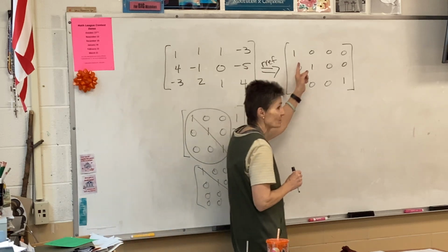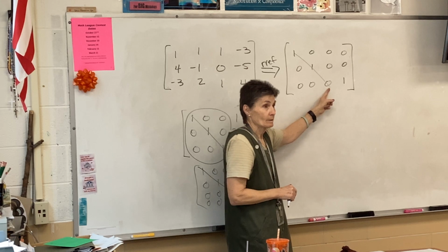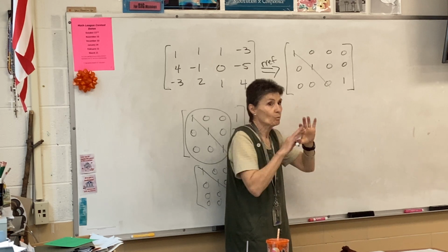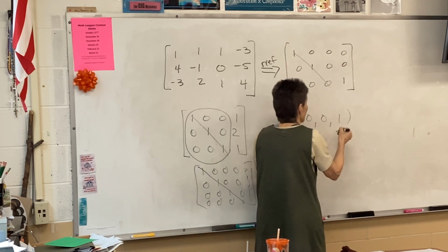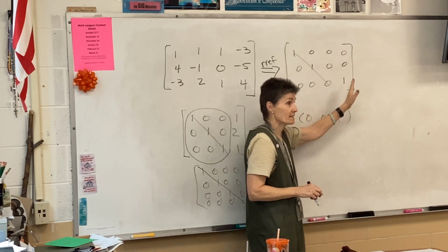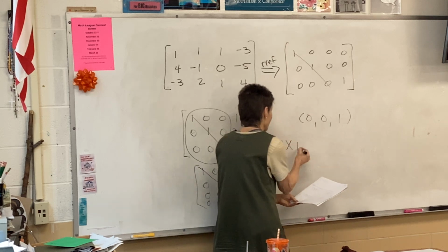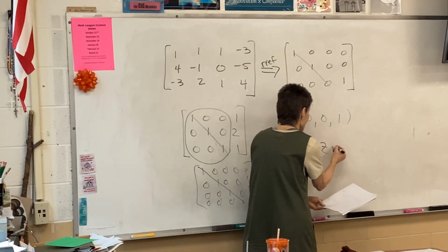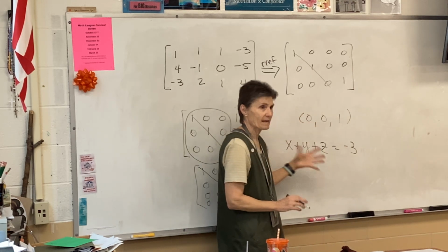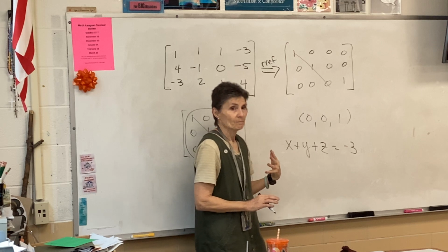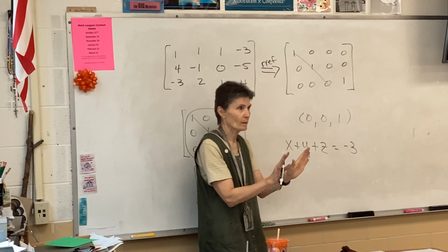Now, what happened on this one? Uh-oh, that's not a 1. So, let's say you weren't paying attention, and you thought your answer was 0, 0, 1. I mean, that's what you would think, right? Absolutely, you would think that is the answer. Well, let's look at our first equation. x plus y plus z is -3. If you put in 0, 0, 1, is that going to work? No. That's your first clue that either I messed up or there's something weird going on here.